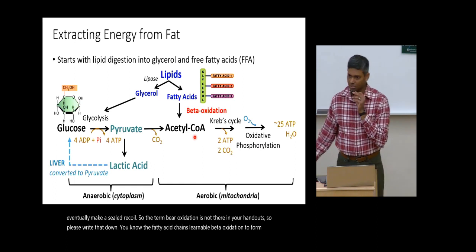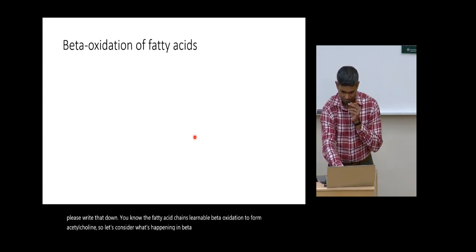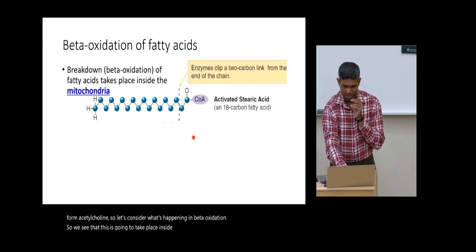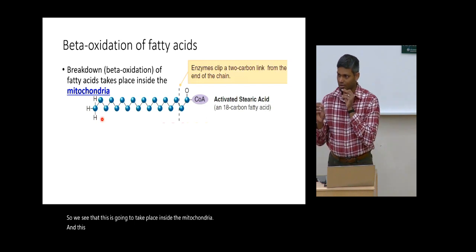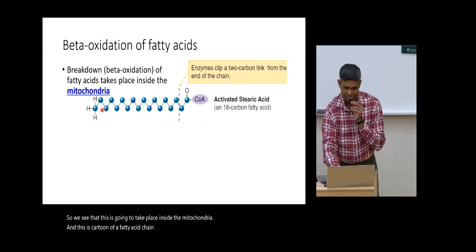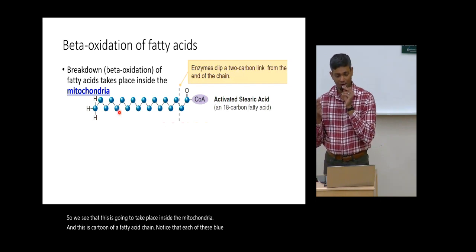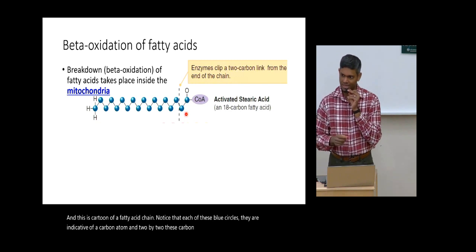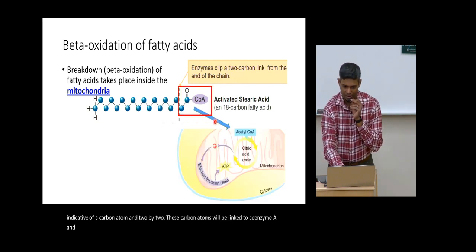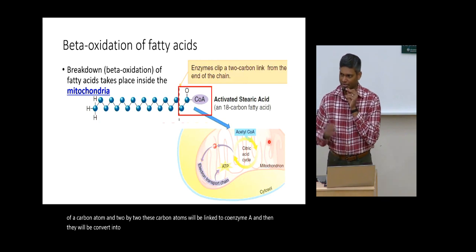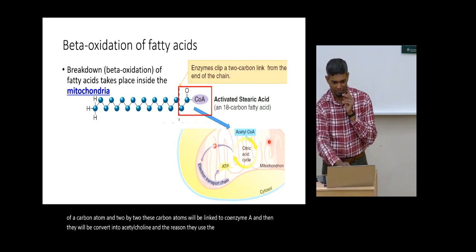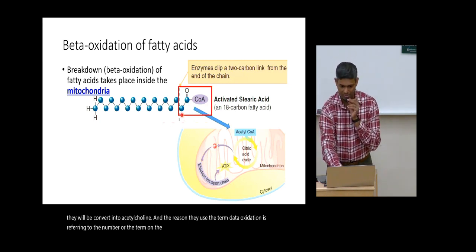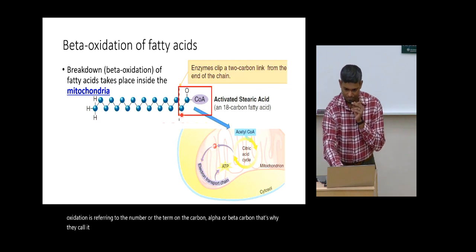So let's consider what's happening in beta oxidation. This is going to take place inside the mitochondria, and this is a cartoon of a fatty acid chain. Notice that each of these blue circles is indicative of a carbon atom, and 2 by 2 these carbon atoms will be linked to coenzyme A, and then they will be converted into acetyl-CoA. The term beta oxidation refers to the alpha or beta carbon naming on the carbon chain. That's why they call it beta oxidation.